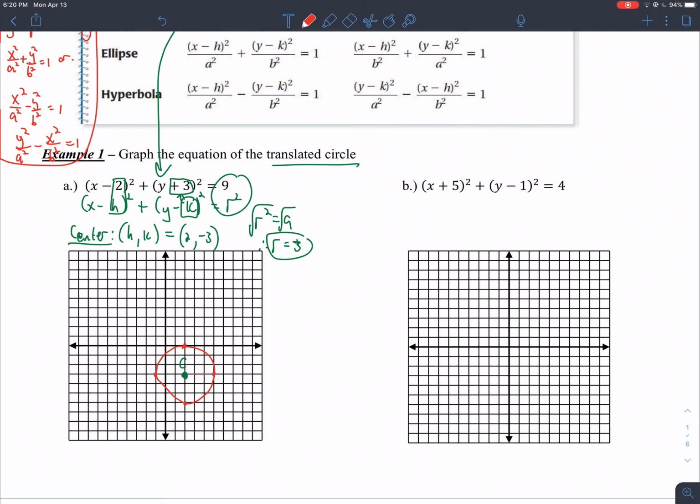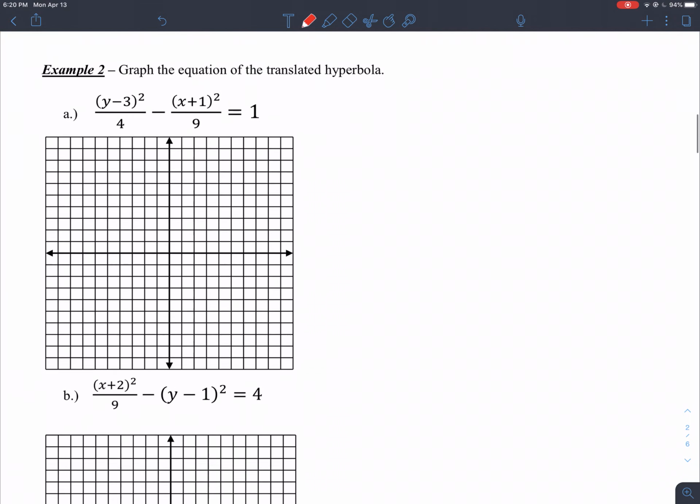And please don't worry about ugly circles. So there you go. Find the center, use the radius to draw the circle. Very simple.